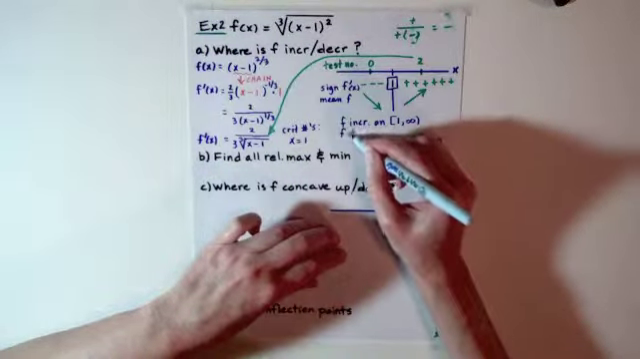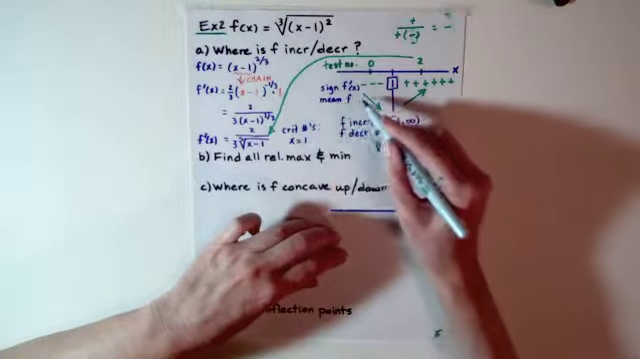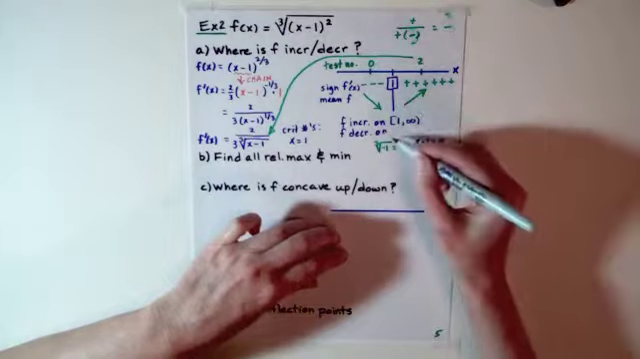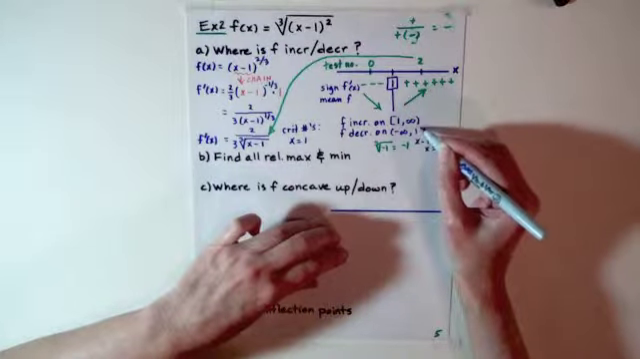And then f is decreasing from minus infinity up until I get to 1. So on the interval from minus infinity up to and including 1.